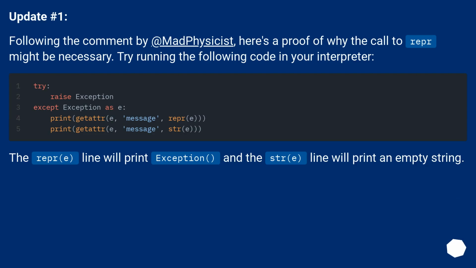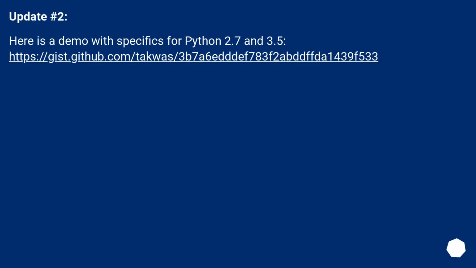Update number 1. Following the comment by @madphysicist, here's a proof of why the call to repr might be necessary. Try running the following code in your interpreter. The repr(e) line will print the exception and the str(e) line will print an empty string. Update number 2. Here is a demo with specifics for Python 2.7 and 3.5, at this URL.